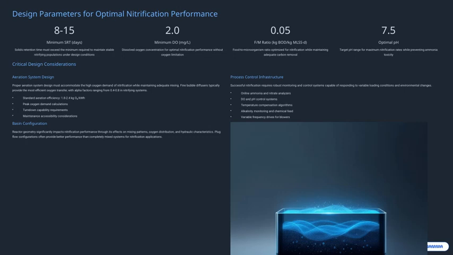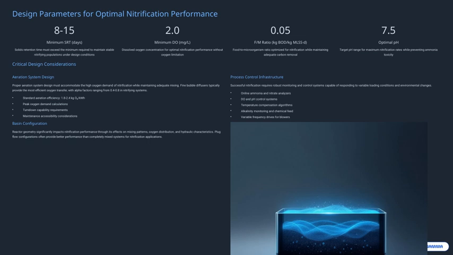Let's now look at the key design parameters for achieving optimal nitrification performance. First, the minimum solids retention time, or SRT, should be between 8 and 15 days. This means the solids in the system need to stay long enough to maintain a stable population of nitrifying bacteria under the given design conditions. If the SRT is too short, the bacteria can't establish themselves effectively.